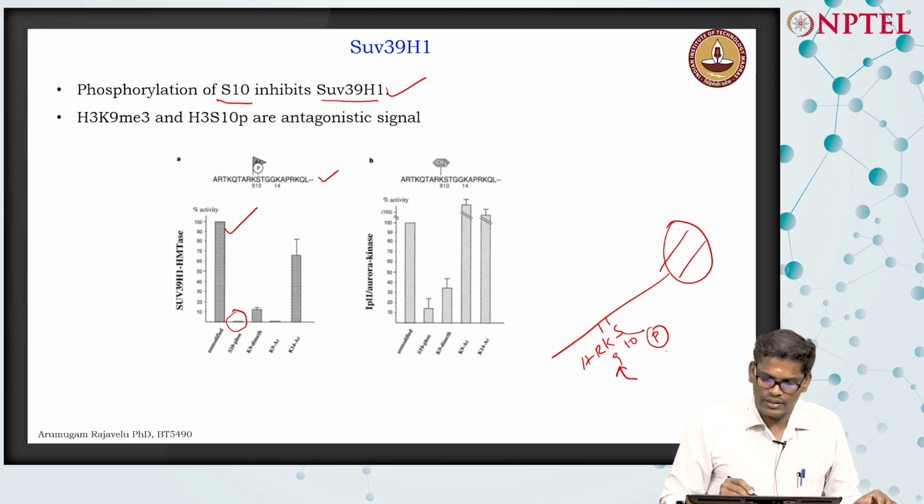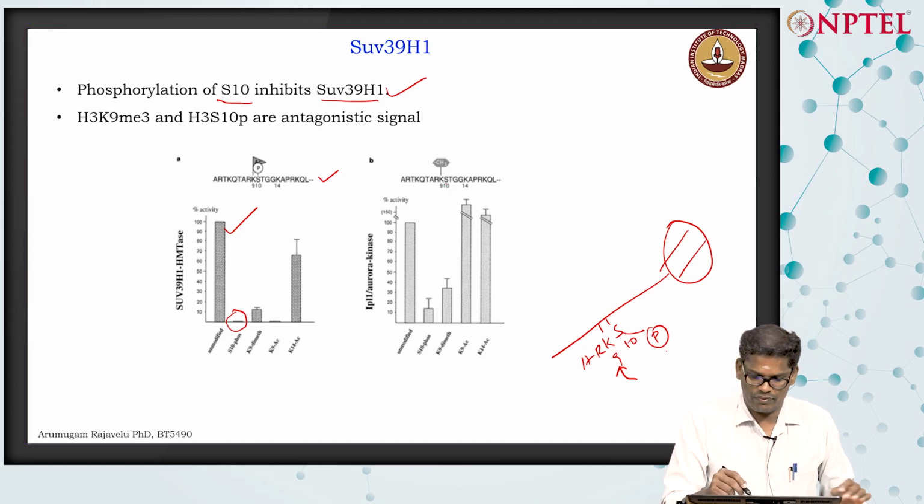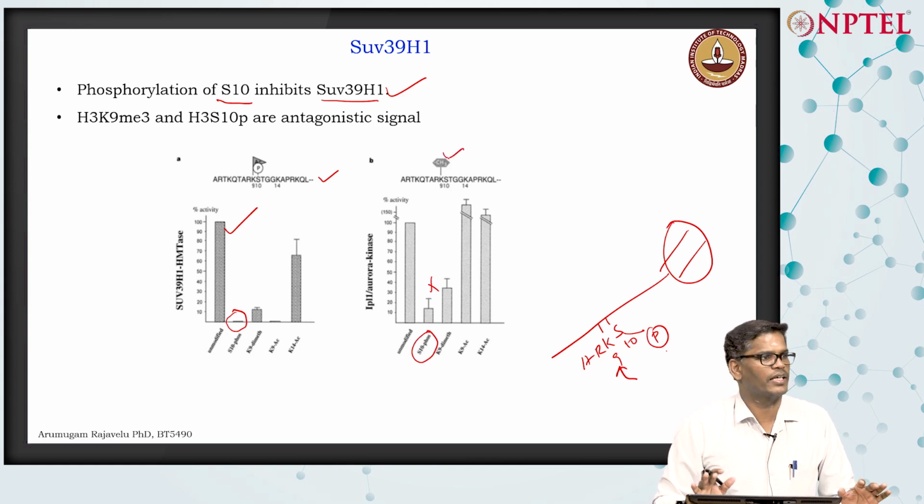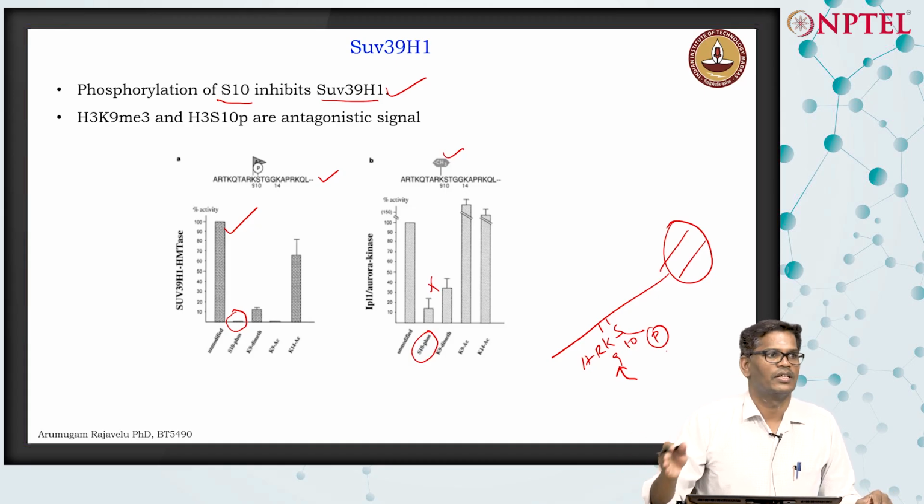And then they tried it for the phosphorylation activity. The same is true: histone phosphorylation is abolished when it is methylated. Both are antagonistic functions. When methylation is present, histone phosphorylation is not allowed, and when histone phosphorylation is present, methylation is not allowed. So these never coexist. That's the point.